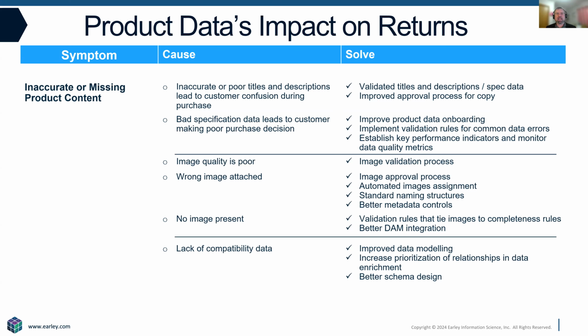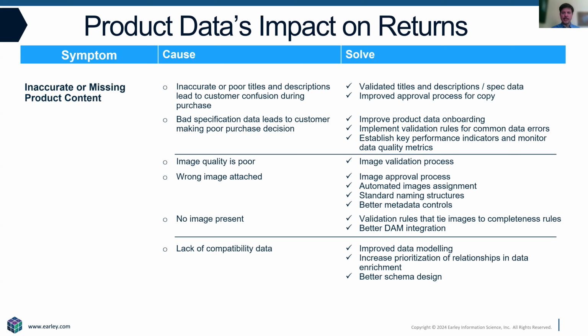Now, when we look at inaccurate or poor titles and descriptions leading to customer confusion, that seems like a pretty simple fix, but it's not done often enough. Can you give a couple of examples where just simple validating of titles and descriptions, or making sure that the specification data is correct, can avoid returns?